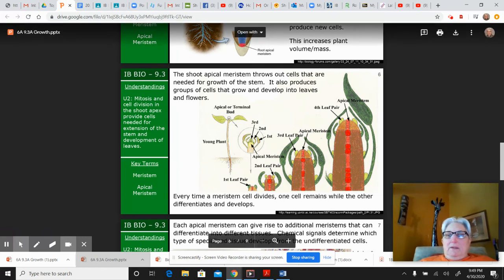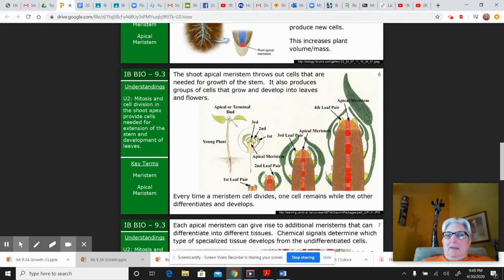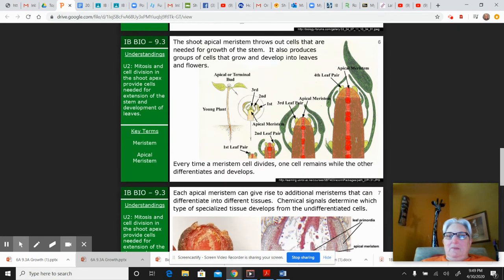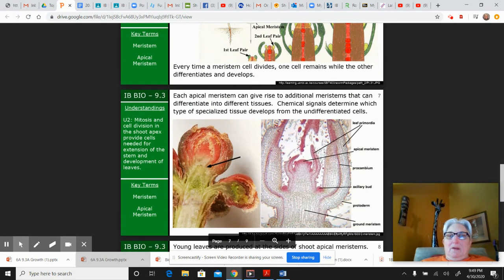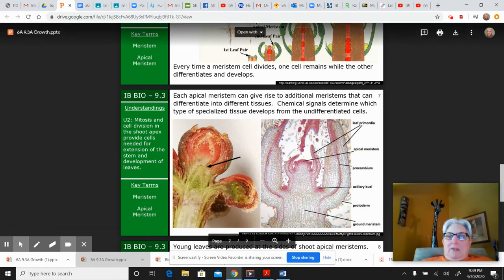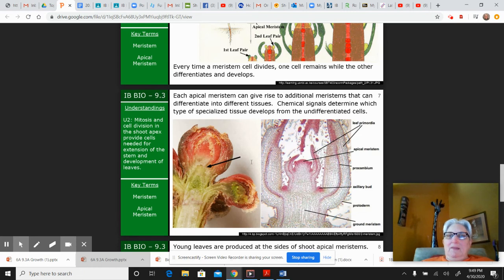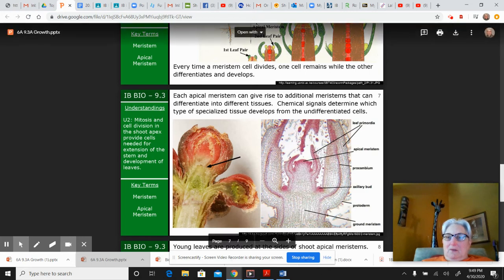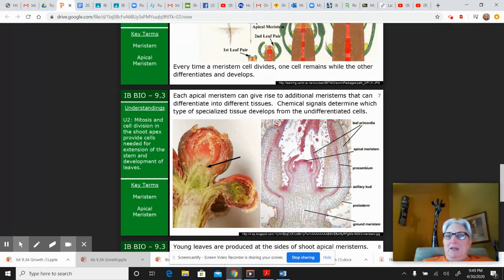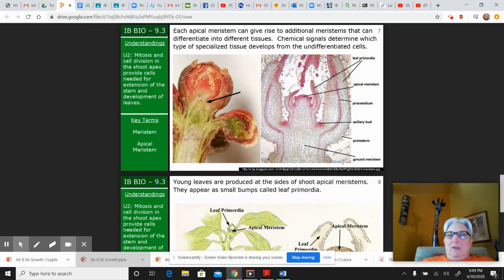Now, every time one of these meristems divide, another cell is going to remain, and then one differentiates. Right? So we get that growth that occurs. Now, plants will use additional meristems, right, that can differentiate into other different types of tissue. And here is where our hormones and things like that are going to come into play. And we'll take a look at all the hormones involved during next week's lecture.